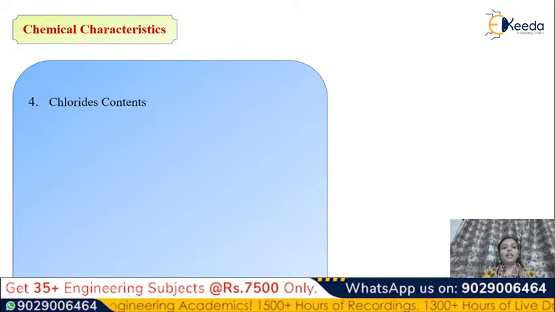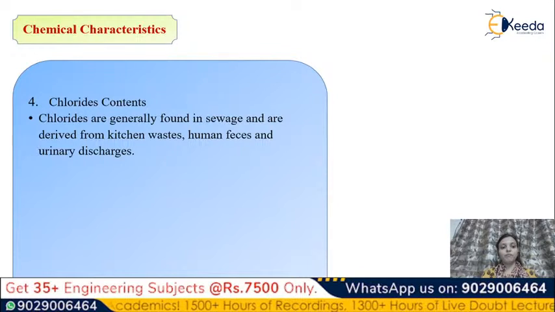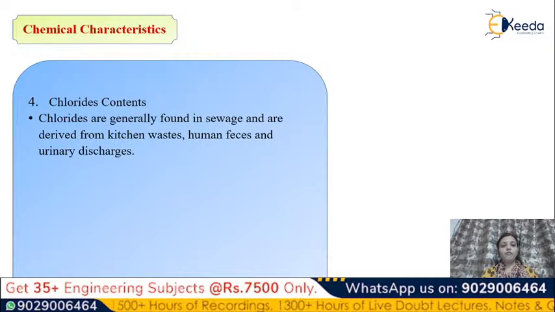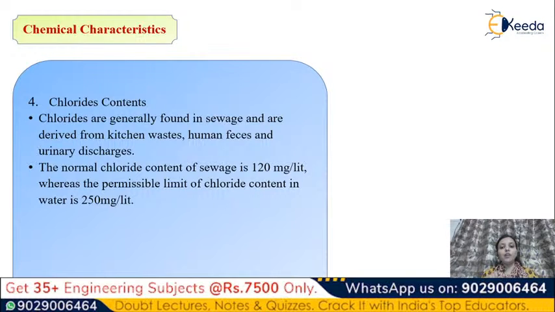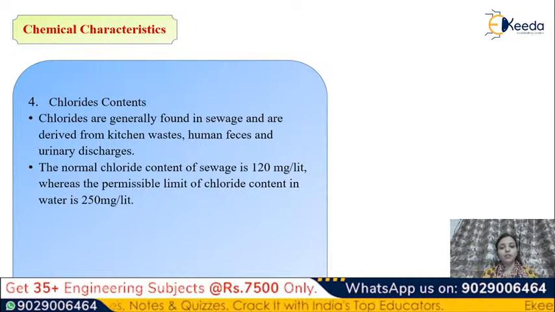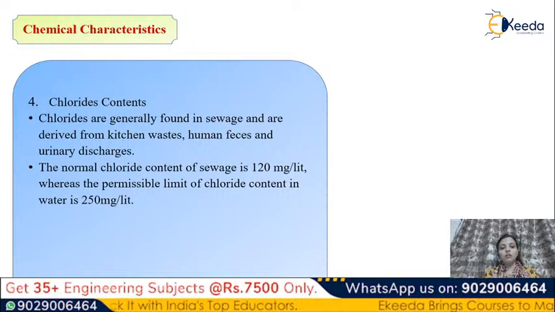The next chemical characteristic is chloride content. Chlorides are generally found in sewage and are derived from kitchen waste, human feces, and urinary discharge. The normal chloride content of sewage is 120 mg per liter. From an exam point of view, this value is important. What is the chloride content in sewage? The external examiner might ask you that question. What is the range of chloride content in sewage? That is 120 mg per liter.